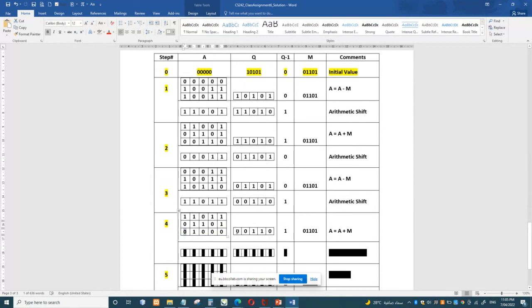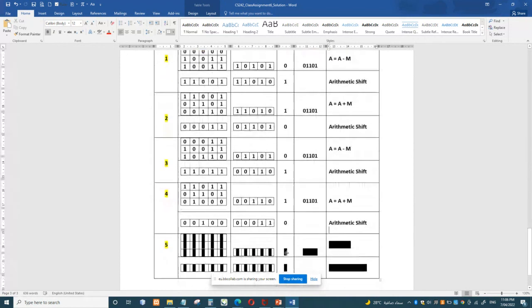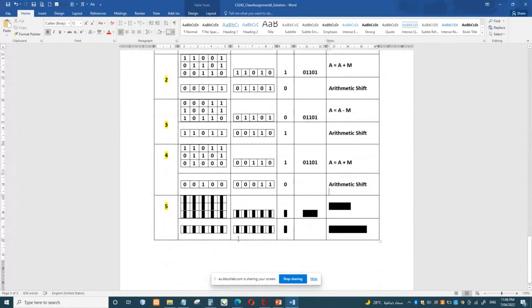This is our addition. Q will remain as it is, Q minus 1 will remain as it is. But now we have to perform arithmetic right shift. So 0 will remain here, and 0 will come here. Then this 1 will come here, this 0 will come here, this 0 will come here, this 0 will come here, this 0 will come here, this 0 will come here, this 1 will come here, this 1 will come here, this 0 will come here. So that's our arithmetic shift.